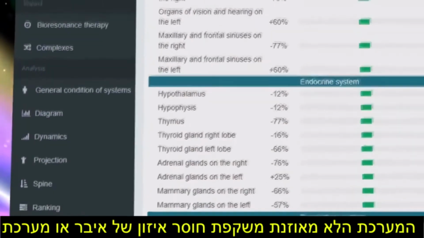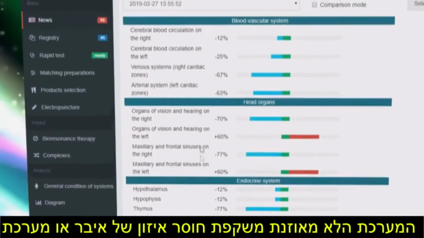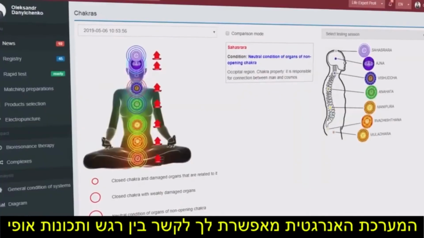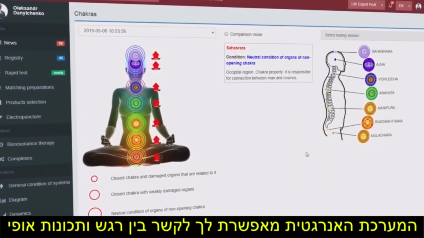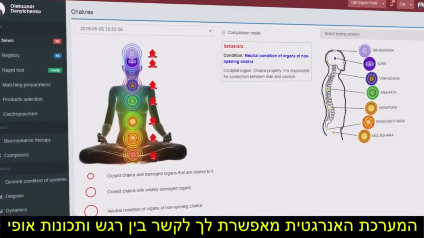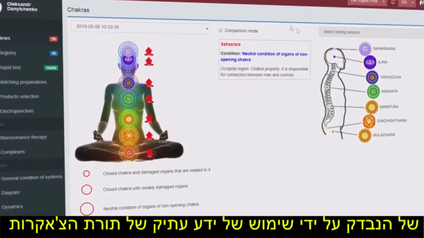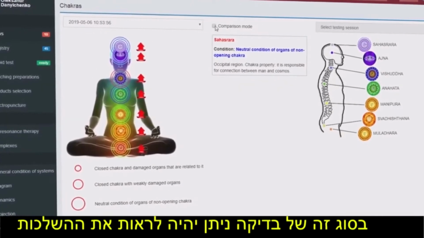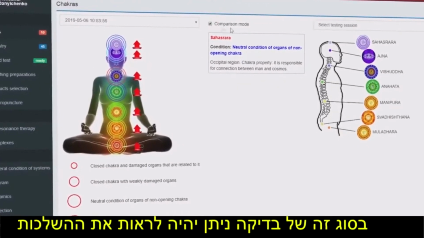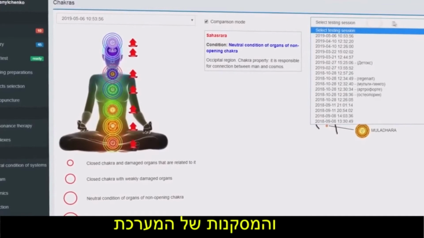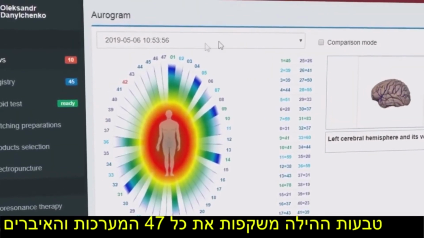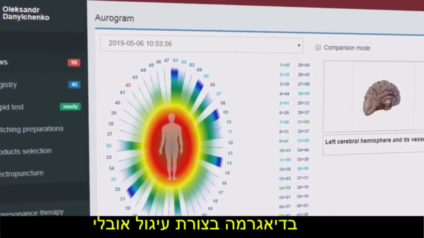The unbalanced system displays the unbalance of separate organs and systems, the deviation from the normal range, and in what direction. The energy system allows us to find the connection between the emotional and characterological type of the tested person using an ancient system of knowledge about energy centers or chakras. In this section, you can see the interpretation of the conclusion in the form of chakras. An orogram is an interpretation of a report on 47 organs and systems in a form of a circular diagram.